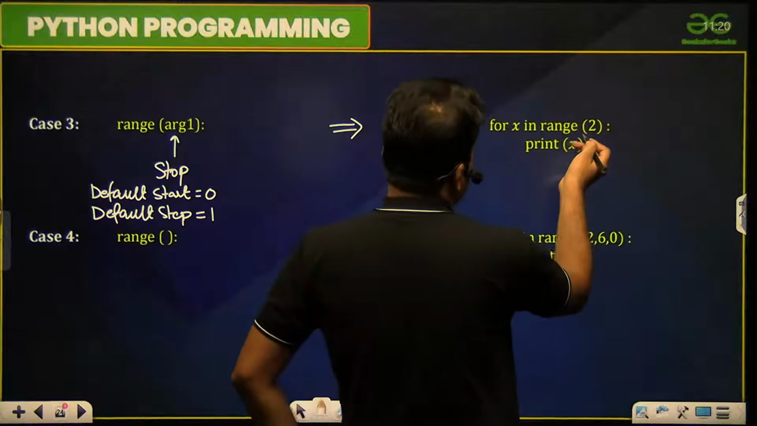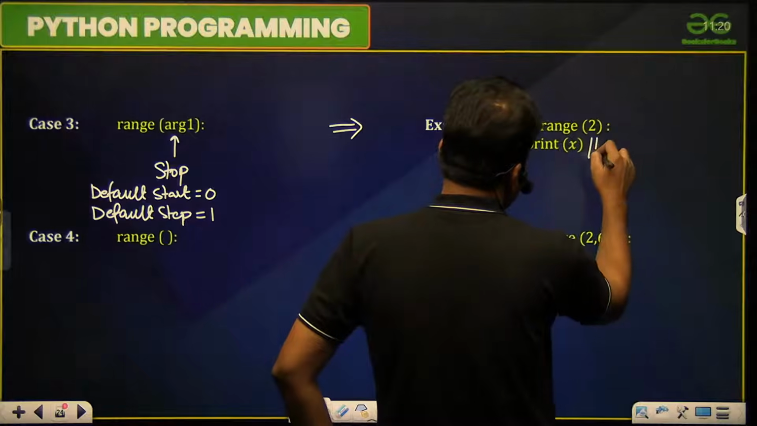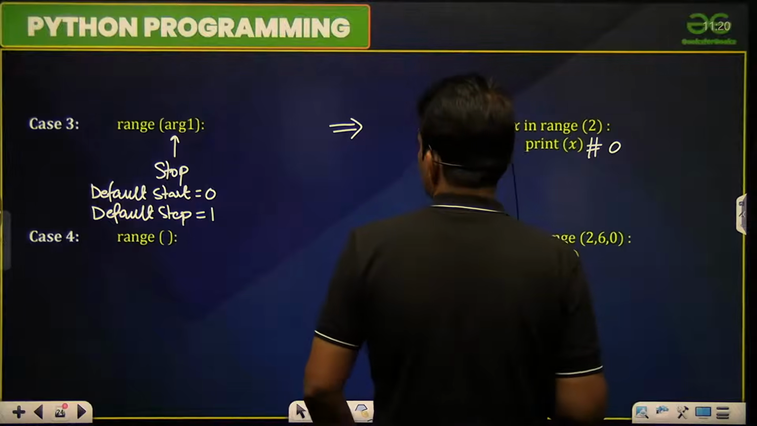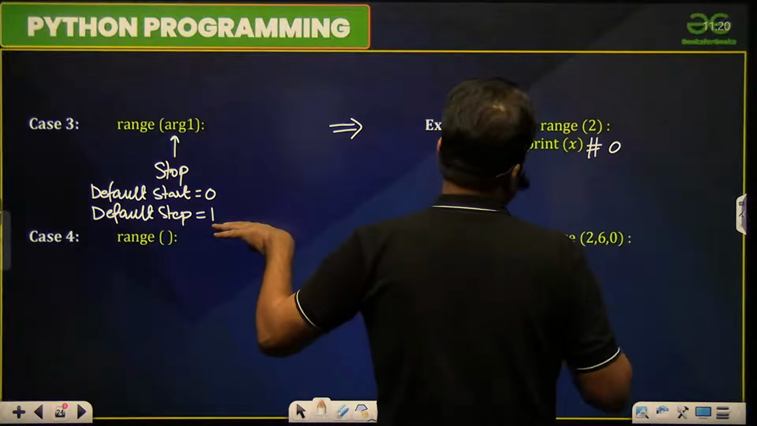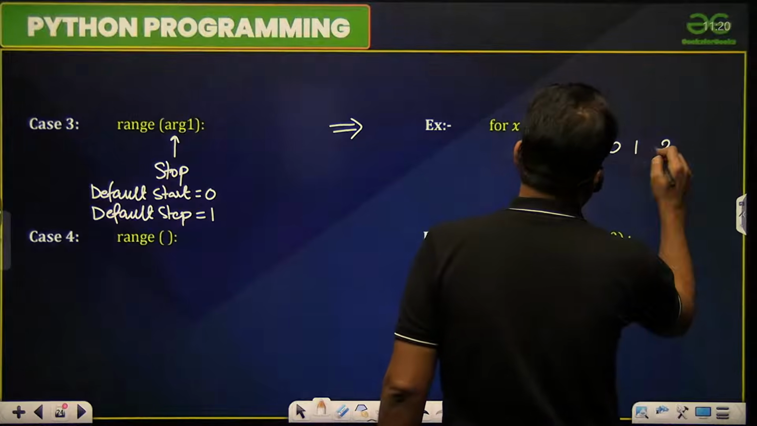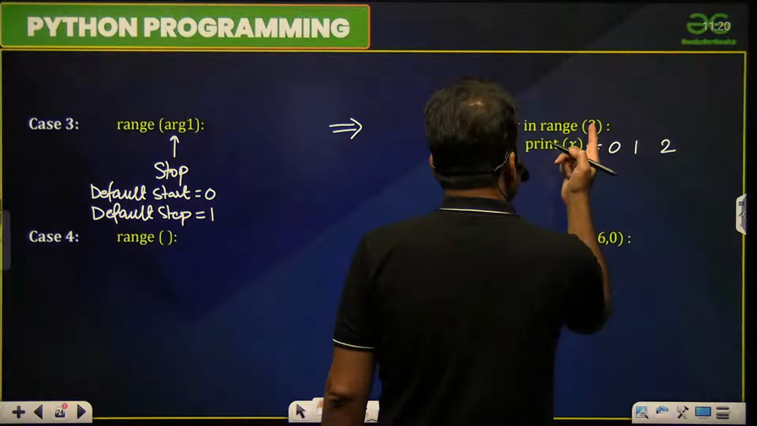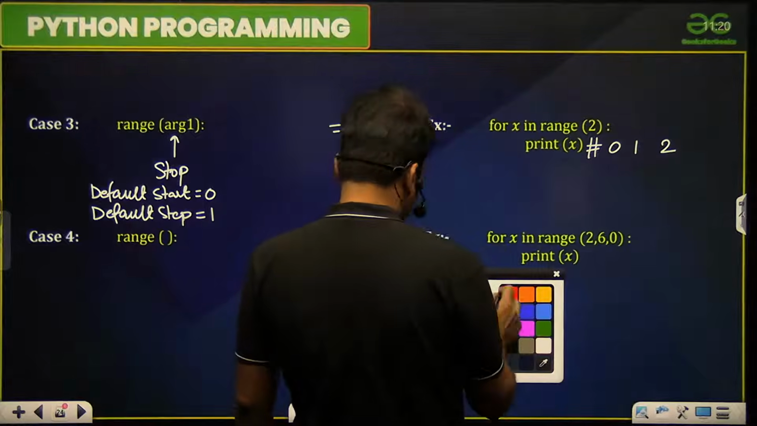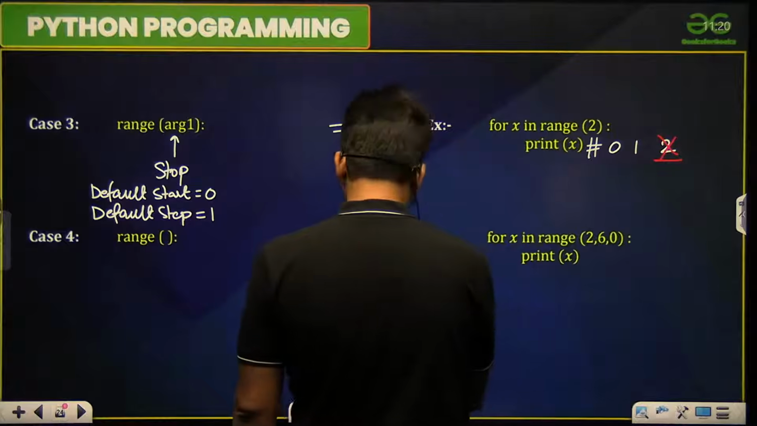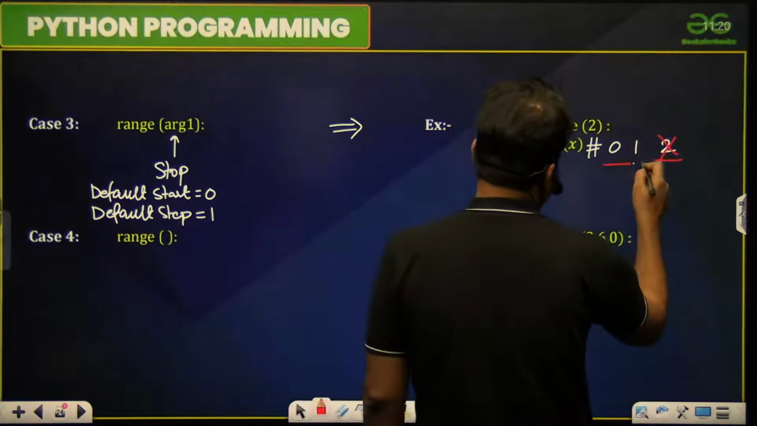For x in range, this is the stop, student. Default start is what, student? Default start is 0. And default step is 1. So 0 plus 1 is 1. Now next is 1, and after this 1 plus 1 is 2. But this is treated as the stop, and stop is exclusive, so that's why it is not included. So your answer is 0, 1.